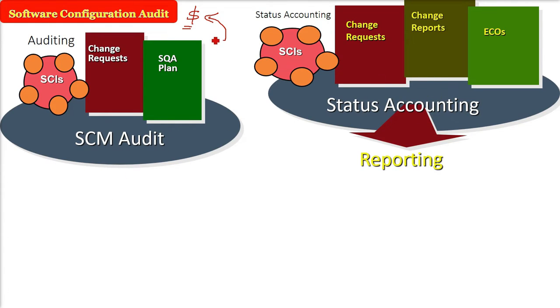In any kind of organization, there will be some accounting. So this is the status accounting in SCM. And then you need to tell the people about what is happening or what has happened. This is the reporting. This is done for the SCIs, the software configuration items, the change requests, and the software quality assurance plans. And the status accounting again for all these, because you are doing the changes also, that has to be reported. Engineering change orders will also be there. So this is the software configuration audit.